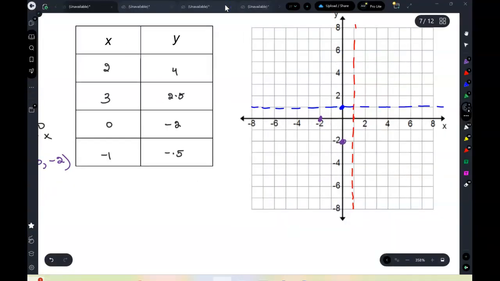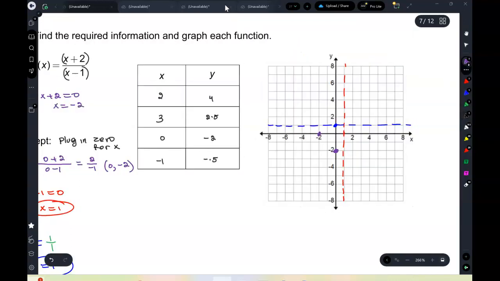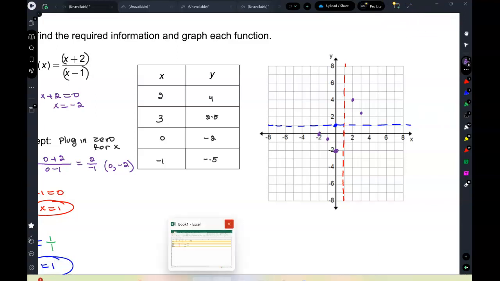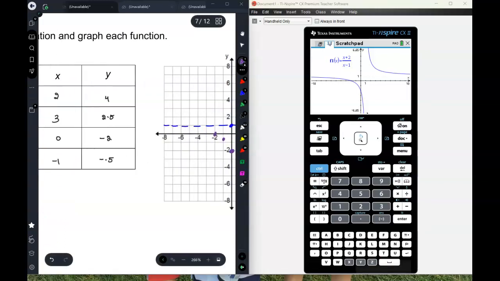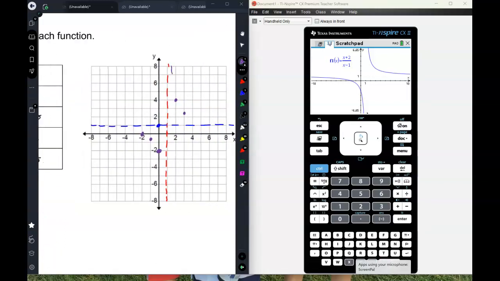Okay, let's go ahead and graph this. So at 2, it's 4. At 3, it's 2.5. At 0, it's -2. I already have that. At -1, it's -0.5. Okay, so now you have to give it the shape over there, right? So your graph must follow the asymptotes. So here it's got to follow that vertical asymptote, come down, and then follow that horizontal asymptote.